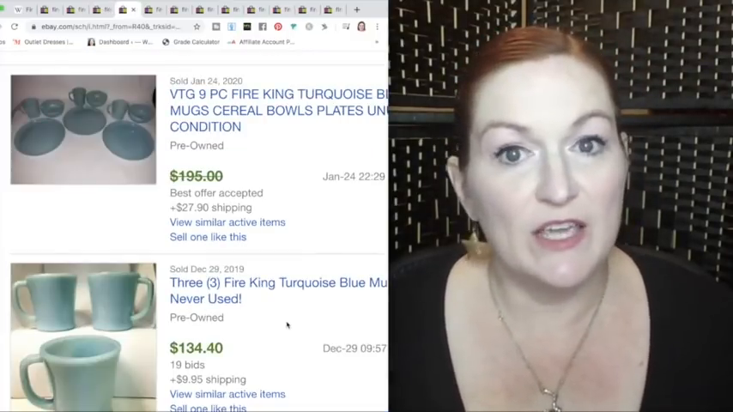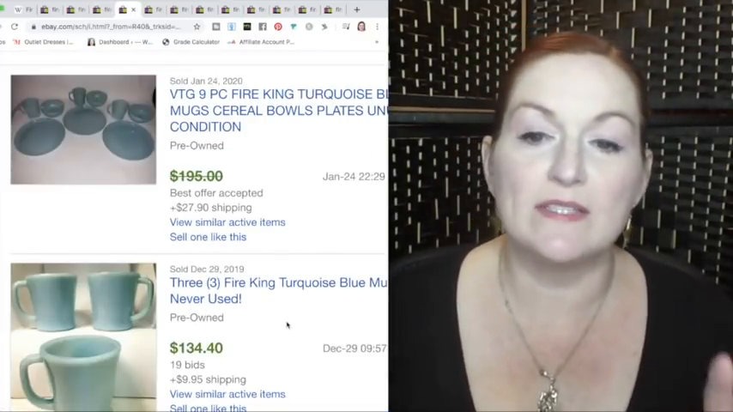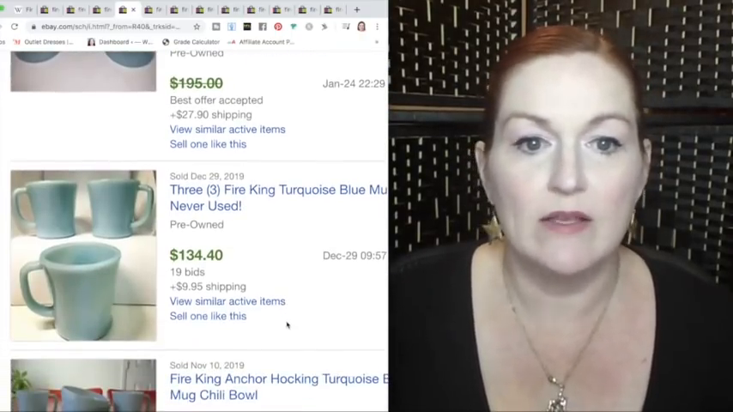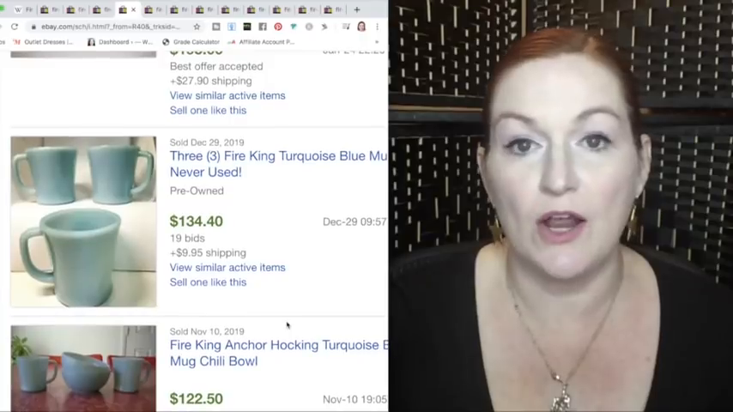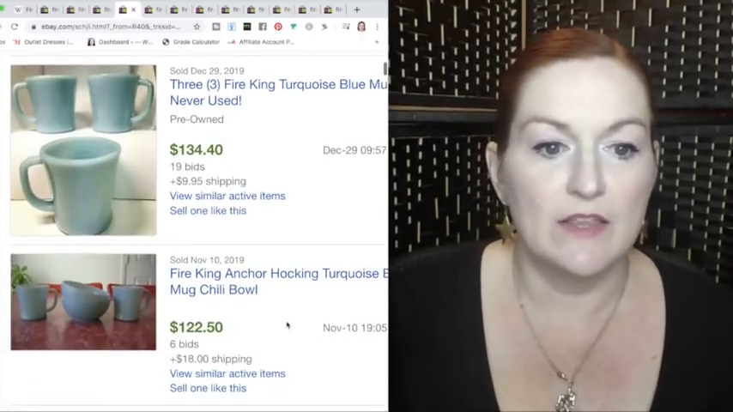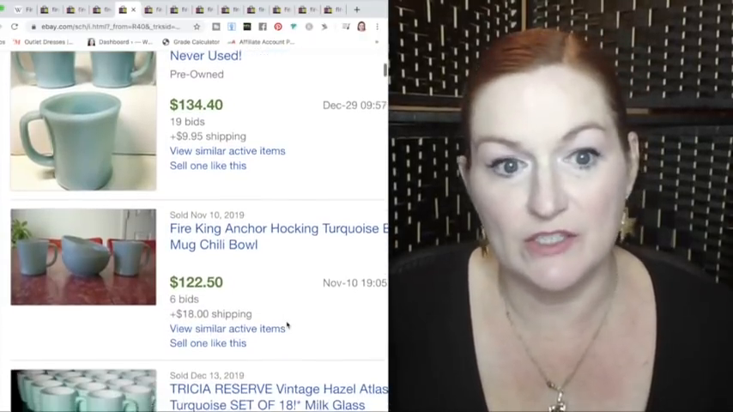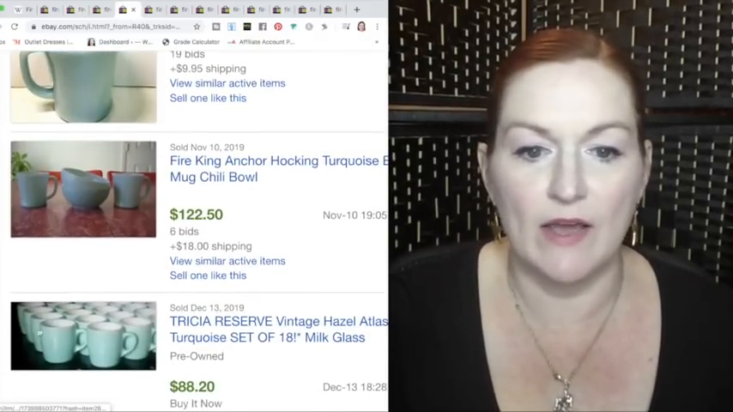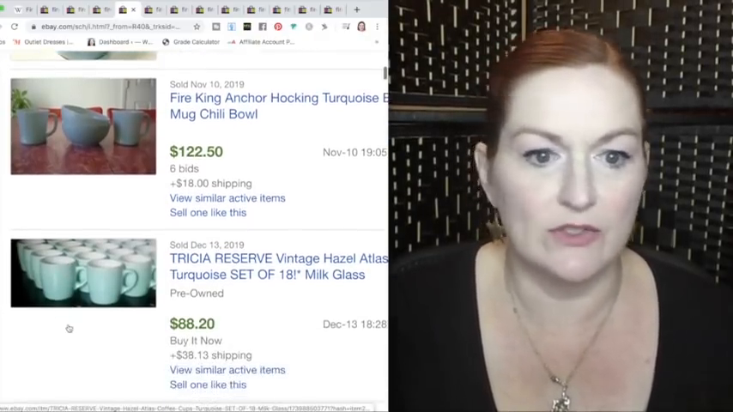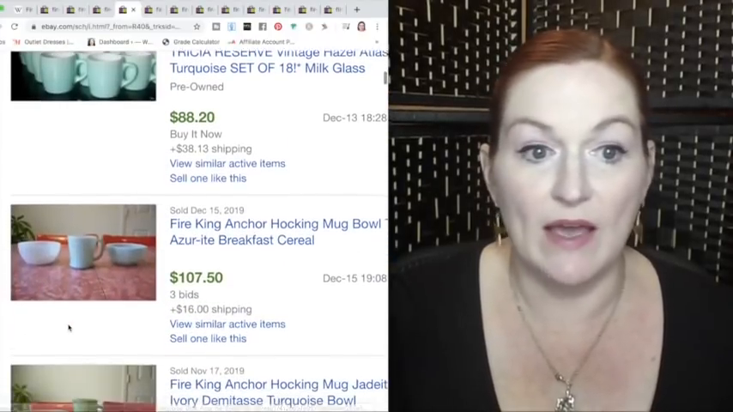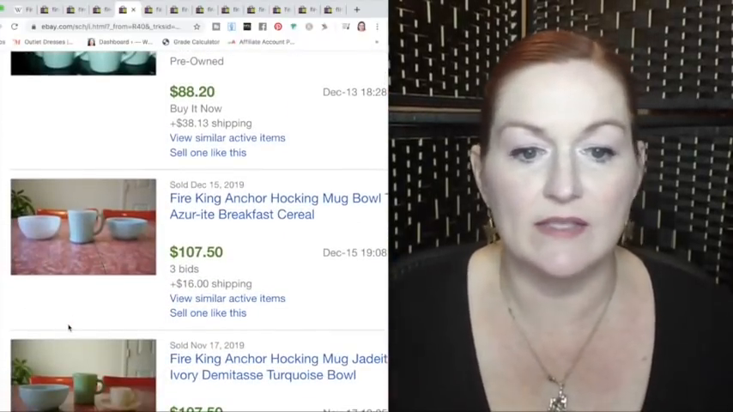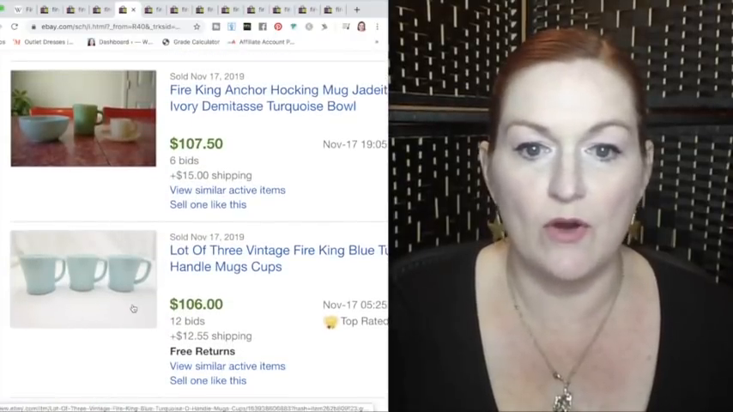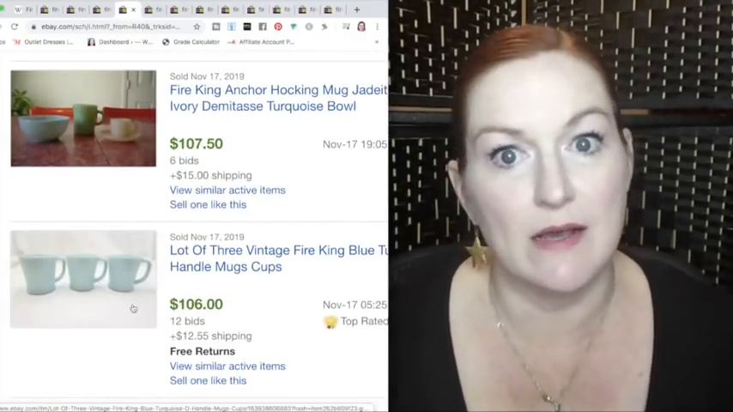The next Fire King mug to keep an eye out for are ones that are this turquoise blue color. This one's pretty desirable as well. So here's a set of three that sold for $134. There are some that also sell with the dishes, the bowls, and stuff like that, that sold for $122. This one is not a Fire King. It just pulled up whenever I searched Fire King. So yeah, as you can see, there are bowls, mugs, and they are definitely worth picking up. Here's three more, Fire King Blue Turquoise, $106.